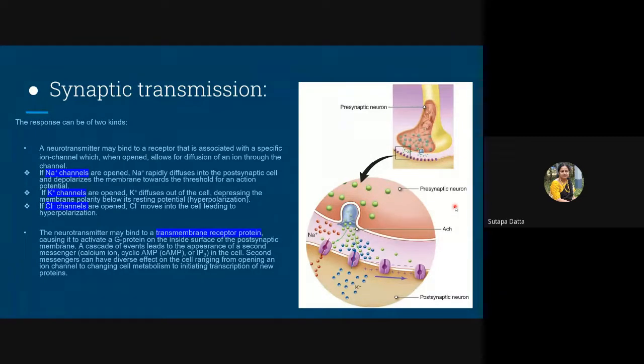A neurotransmitter may bind to a specific receptor. The receptor is associated with a specific ion channel. You can see here these greens, these are the neurotransmitters. So neurotransmitters specifically bind with ion channels. When the ion channels are open, they allow the diffusion of specific ions through these channels. Now, what are the ion channels here? Here you can see three types of ion channels may be present: the sodium channels, the potassium channels, and the chloride channels. Upon binding of the neurotransmitter with sodium channels, the sodium channels open.